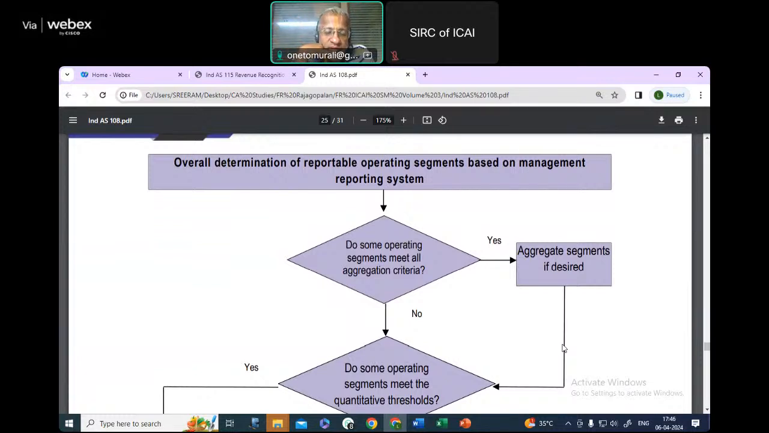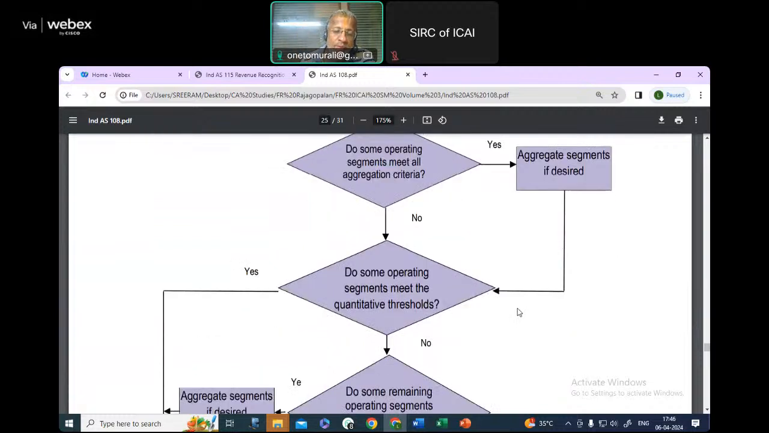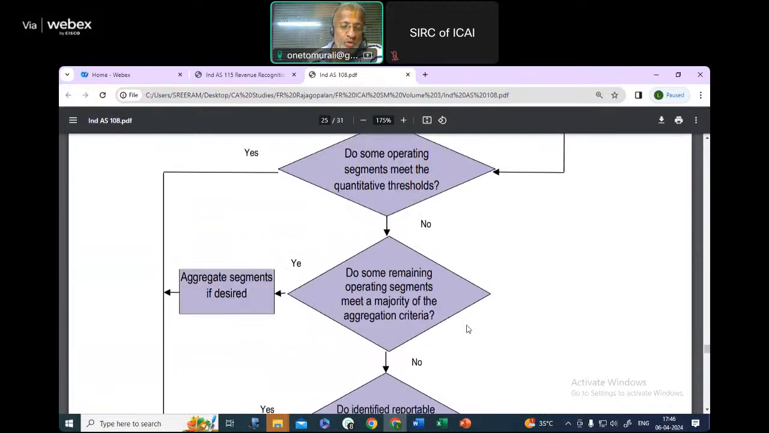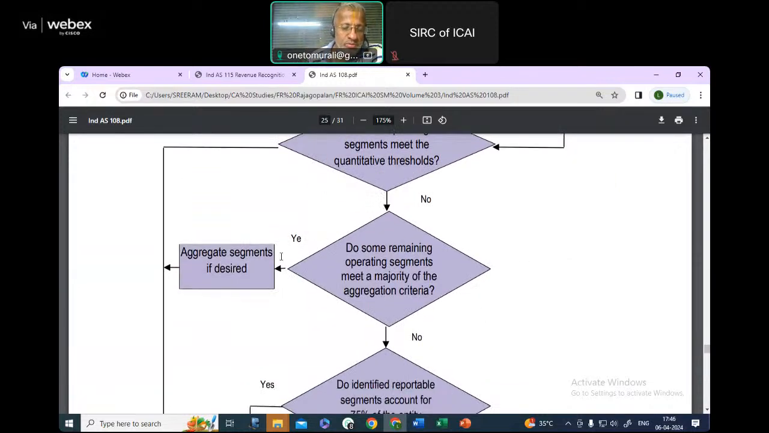on management reporting system. Do some operating segments meet all aggregation criteria? Yes would mean aggregate segments if desired. No means do some operating segments meet the threshold? Yes would mean yes, and no would mean do some remaining operating segments meet majority of the aggregation criteria?